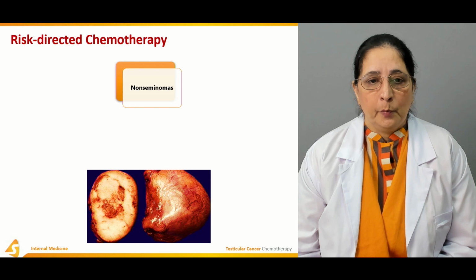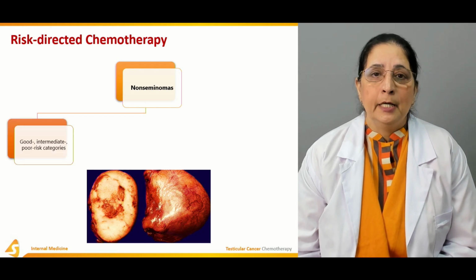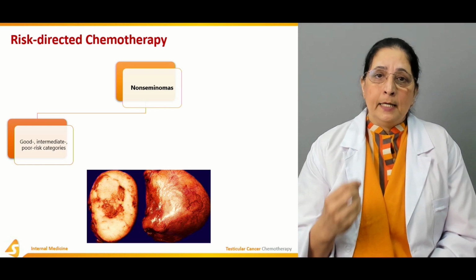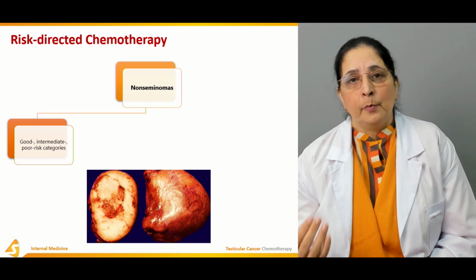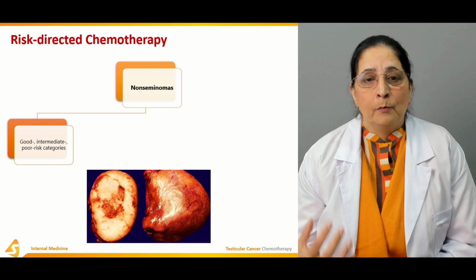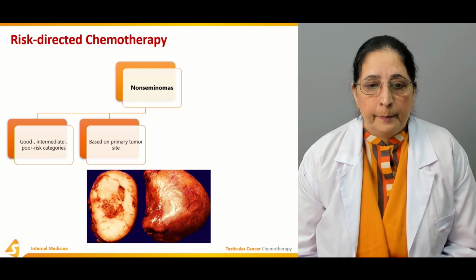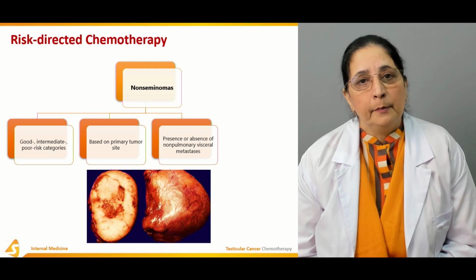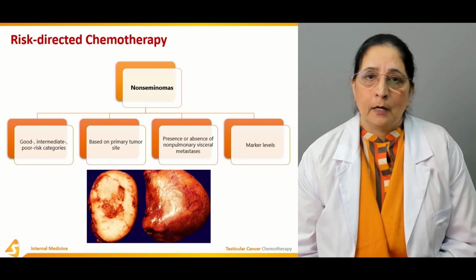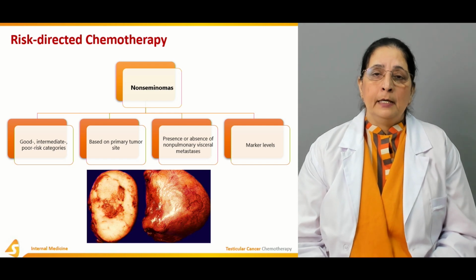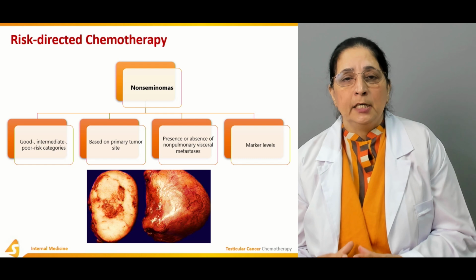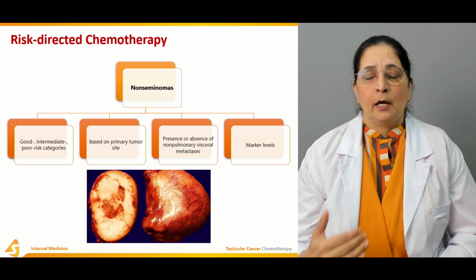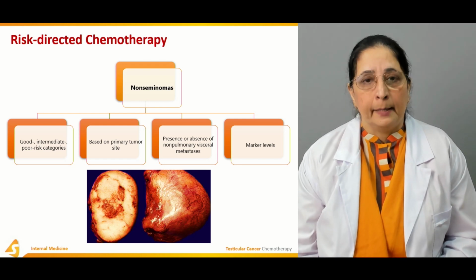Again, the non-seminomas now: good, intermediate, poor. Now we have a poor risk category in non-seminomas also. As I said in the previous section, non-seminomas metastasize fast and they are most frequent. Based on primary tumor site, presence or absence of non-pulmonary visceral metastasis and marker levels, they can be grouped into good, intermediate, poor categories, and the seminomas have no poor group associated with them.